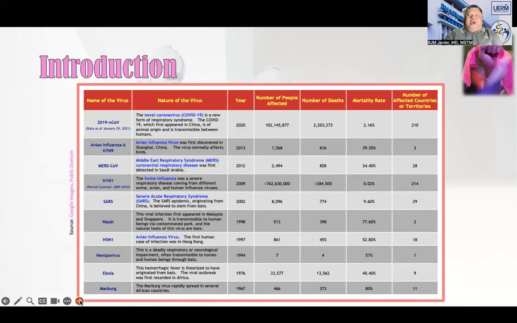There are other emerging and re-emerging infectious diseases, including the epidemics related to the bats, for example, the Nipah virus, among other things. And of course, you have your Ebola or even your avian influenza.